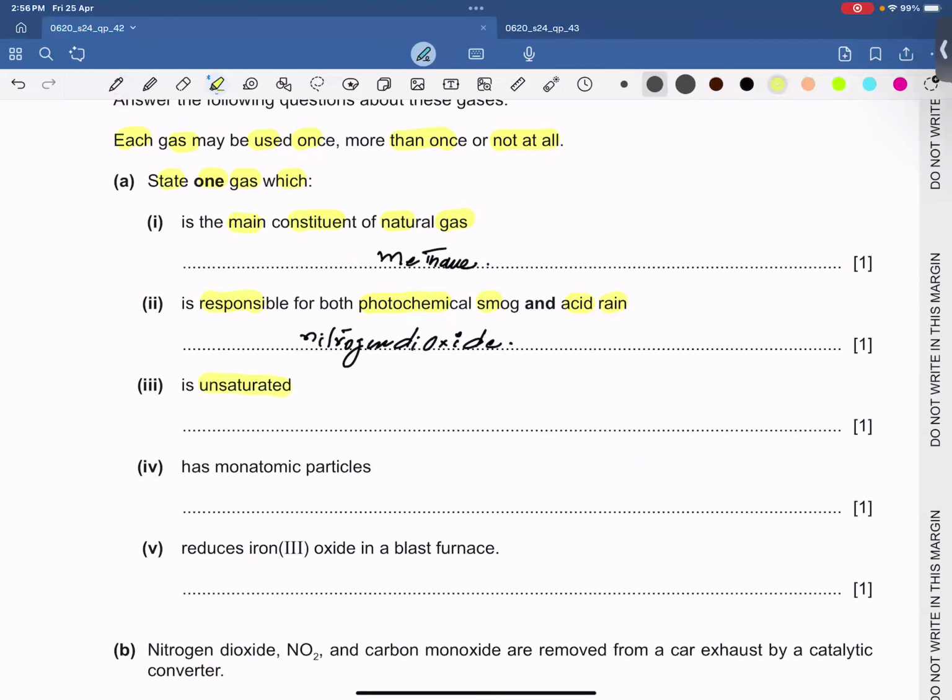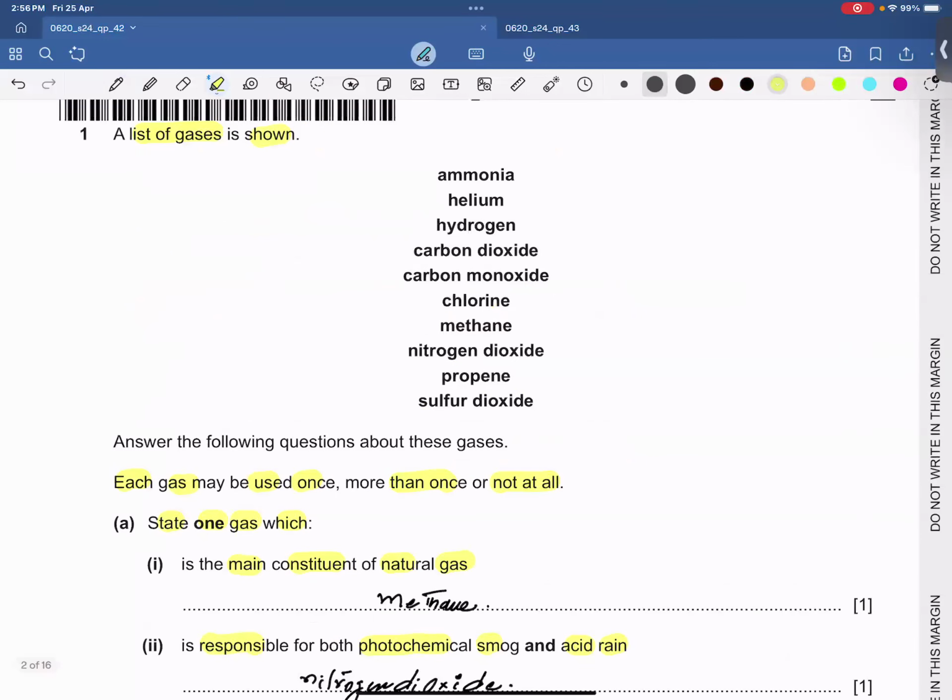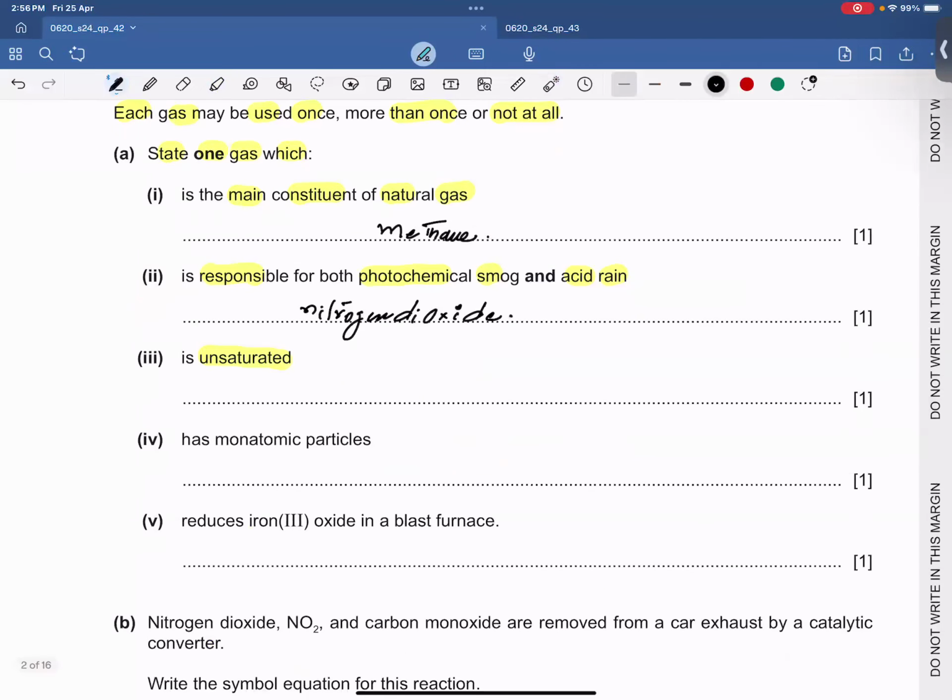Is unsaturated. Unsaturated means double bond or triple bond between the carbon atoms. So I think it's propene because it is an alkene and all alkenes are unsaturated.